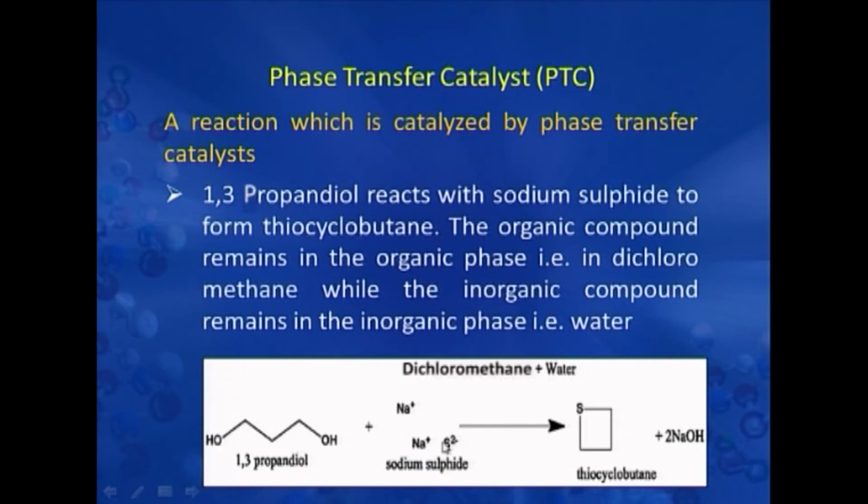So, in a solution we have two phases, one is the dichloromethane phase and the other one is water or aqueous phase. In dichloromethane we have this propane diol and in aqueous phase we have sodium sulphide, and that is why there is no reaction possible between these two reactants unless we add some PTC or phase transfer catalyst. Now, see what happens when we add the phase transfer catalyst into this solution.